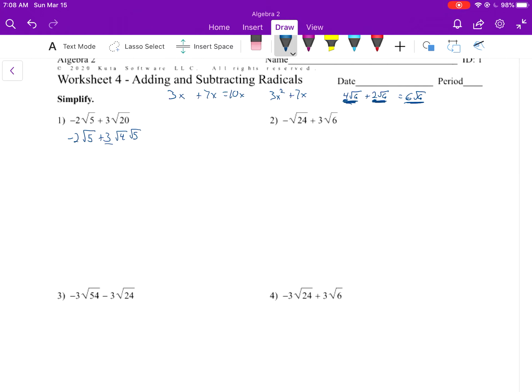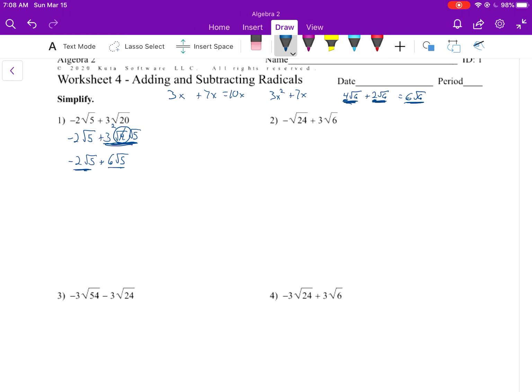And now my guess is you guys are getting a little bit better at these and probably don't have to write all of these steps out, and that's okay. So negative 2 root 5 plus, and I'll even skip one of the steps, we know that square root of 4 is 2. So now we just have 3 times 2 is 6 root 5. And here's where the adding or subtracting comes into play. Are these like radicals? Yes, they are.